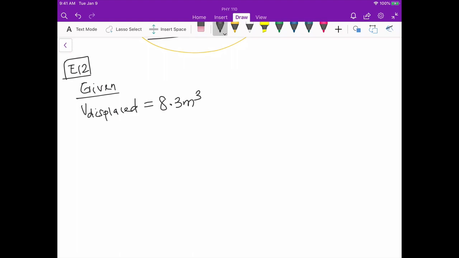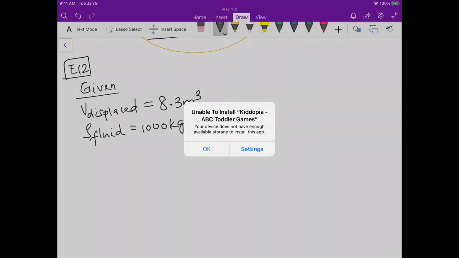The density of water, or fluid, I'm using the term fluid. What is fluid, by the way? Anything that flows. Gases are fluids, liquids are fluids, okay? The density is of course 1000 kilogram per meter cubed. That's also given because it's fresh water. What is the mass of the water displaced by the boat, and what is the buoyant force acting on the boat? Okay.